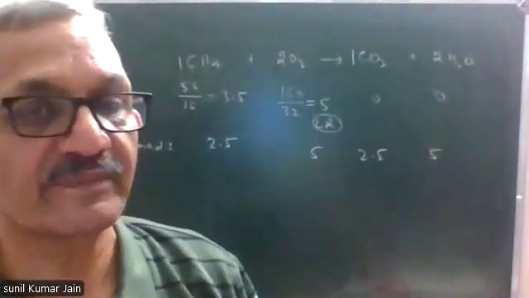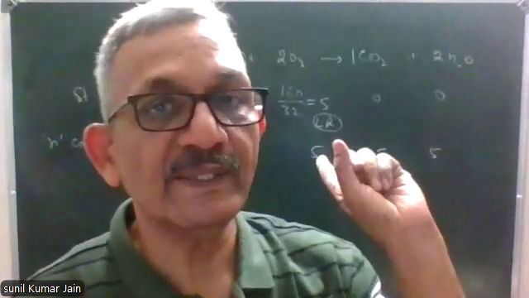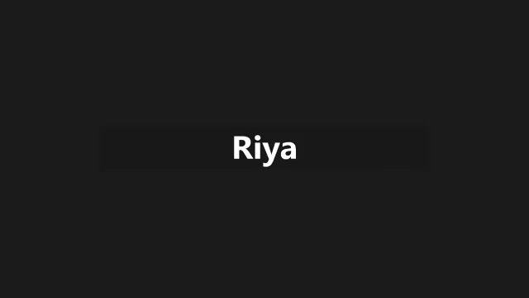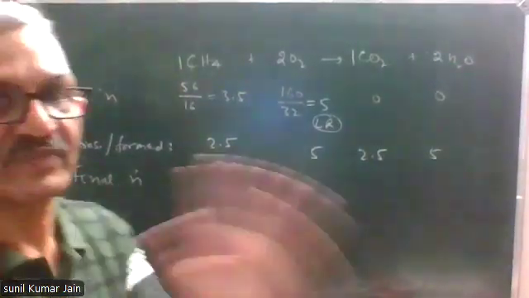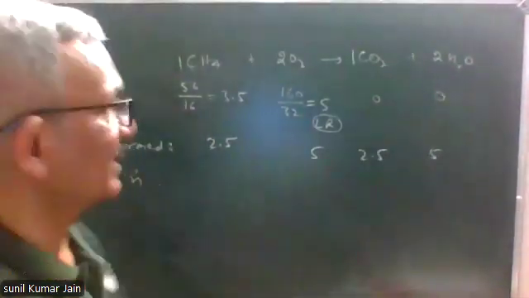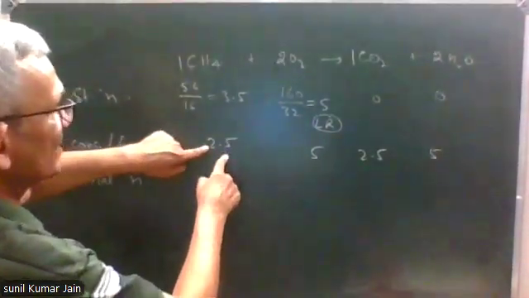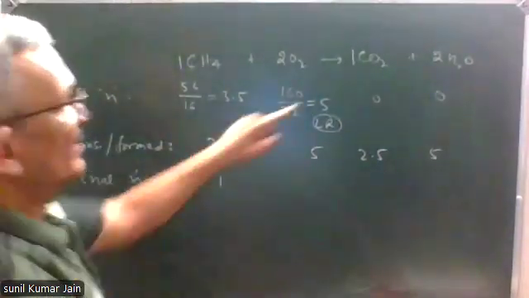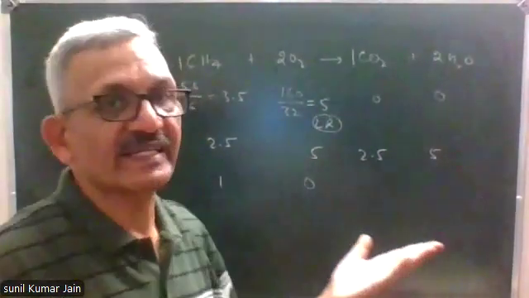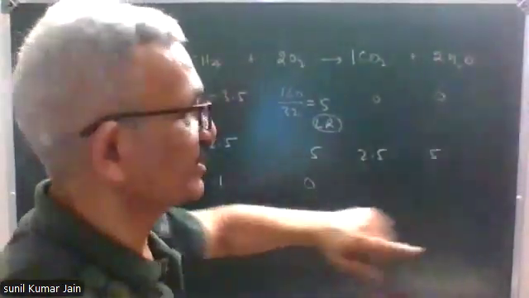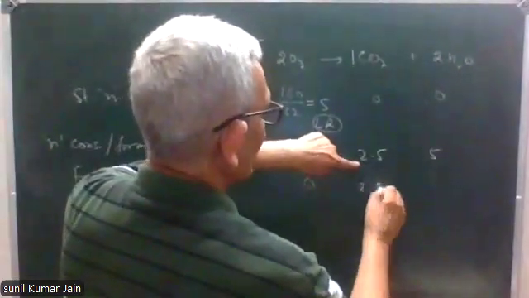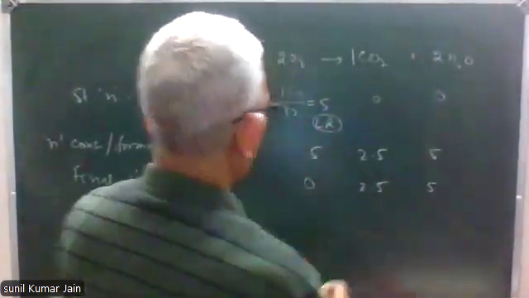Tell me, is that okay? Yes, sir. Ria, is that okay? Yes, sir. Okay, good. Now, final number of moles. In case of reactants, I said initial minus final. 3.5 minus 2.5, 1 mole. 5 minus 5, limiting reagent will be completely consumed. Product, final minus initial. This minus 0, 2.5. This minus 0, 5.